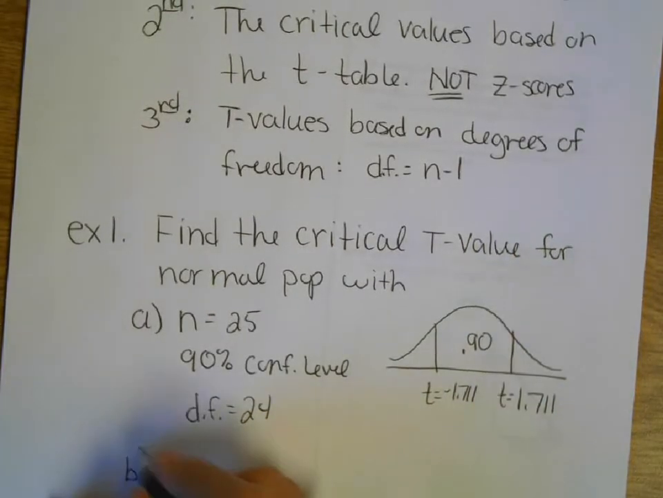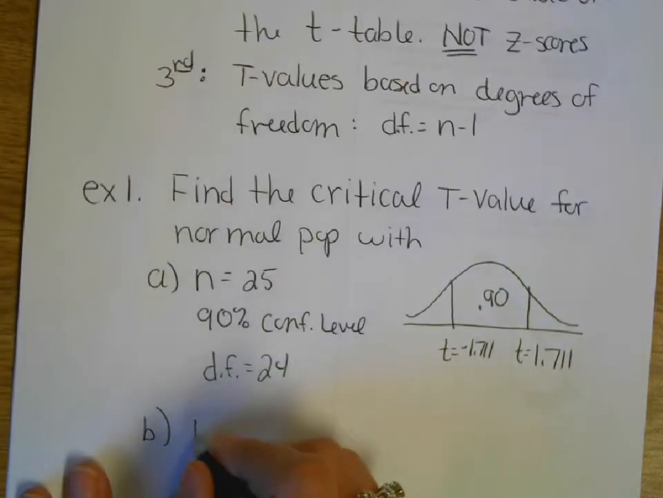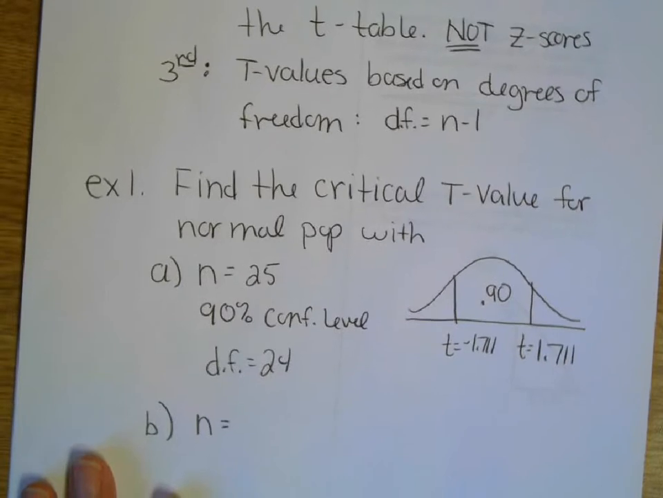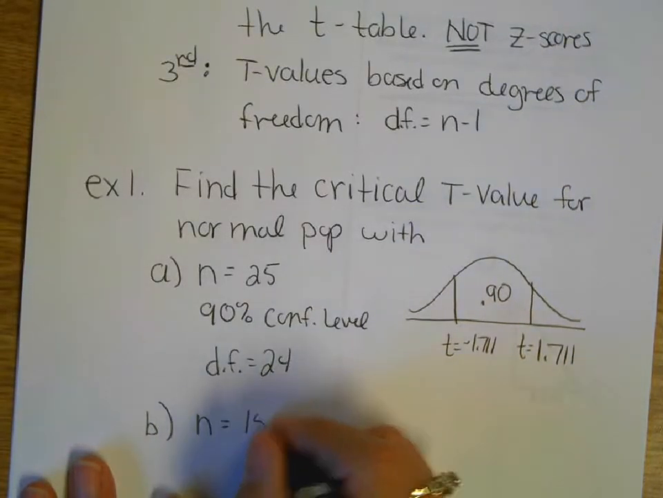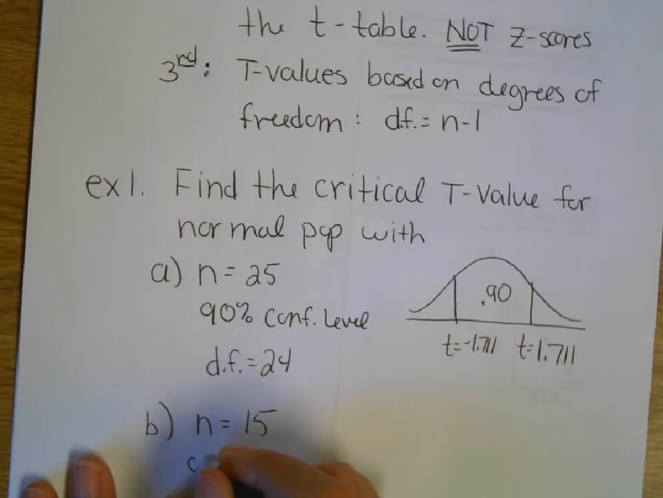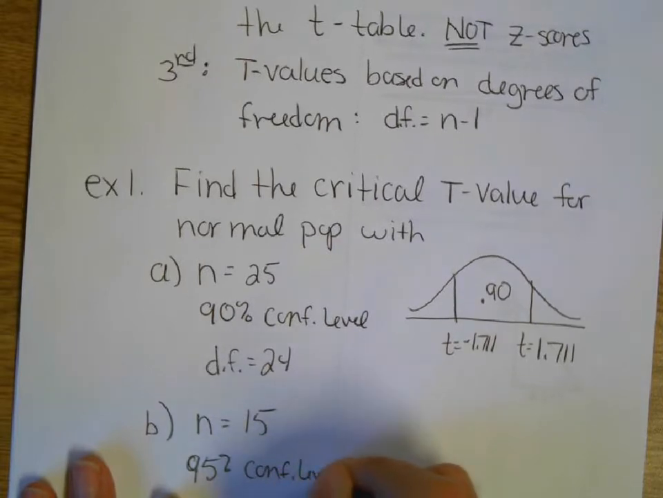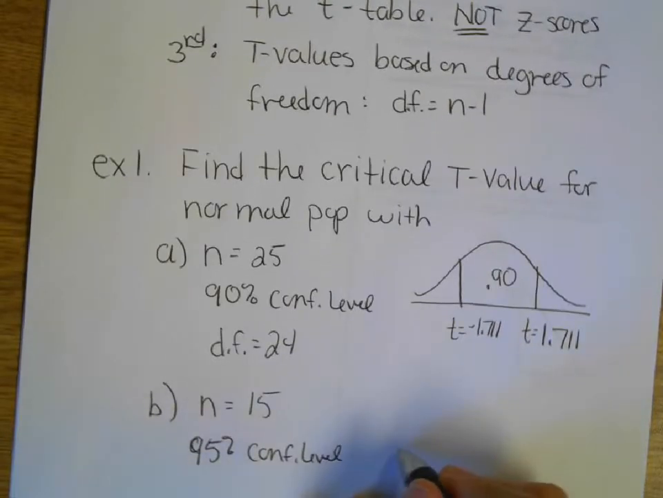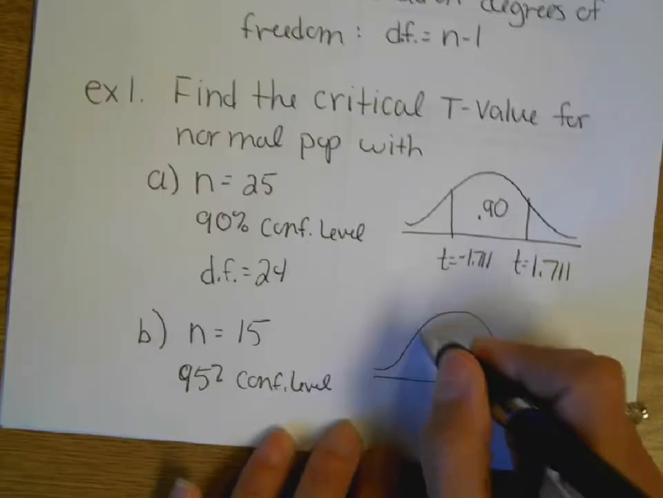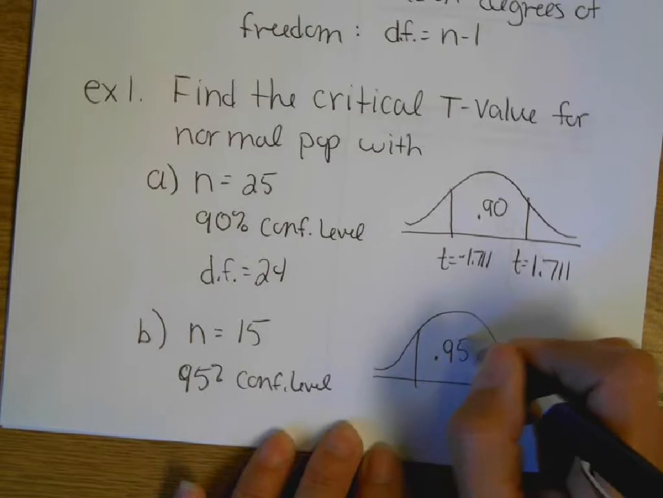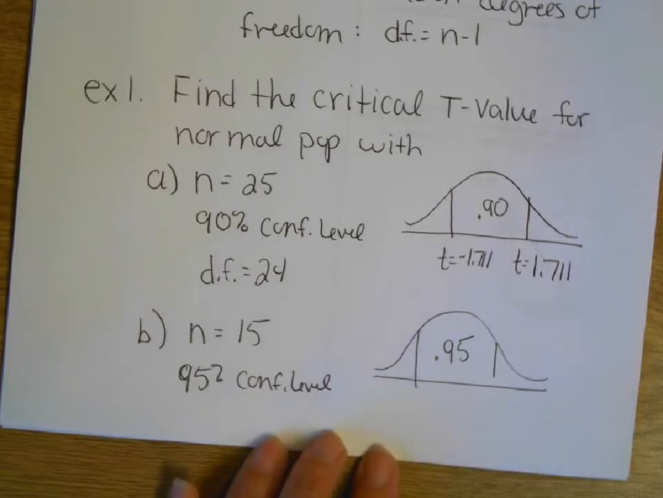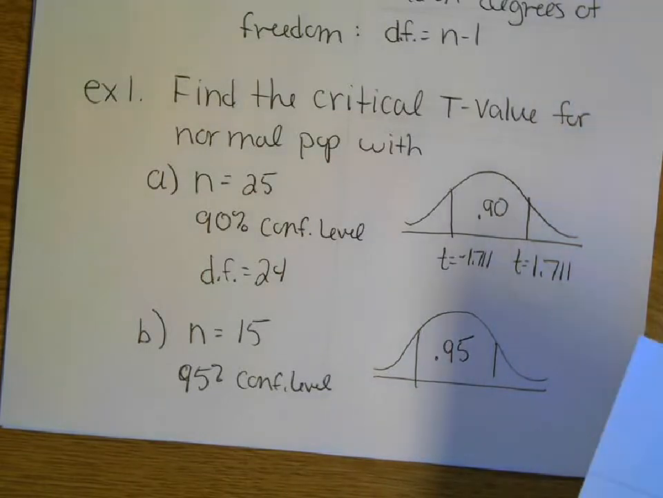Practice one more. Just have to read the table, because that's part of it. Let's say we had a sample size of 15. Confidence, let's go 95% confidence level. Read your t-table. What are you guys getting? 2.145. I also got 2.145. Any questions on where 2.145 came from?